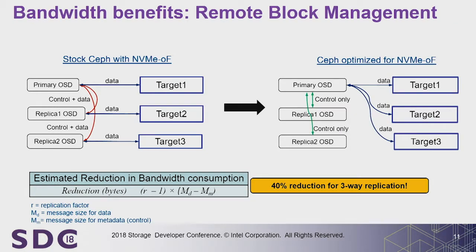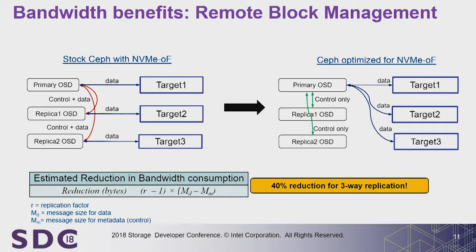So with these, here's our estimate of what kind of benefits you would get. The first part, remote block management. The picture on the left is stock Ceph with this pure disaggregated approach using NVMe-over-Fabric, right? And like we mentioned, you have your primary OSD copying the data over to the peer OSDs. And so that's 2 hops, and then the 3 hops down to the target. We're not counting the client data hop because it's common between the 2 approaches.